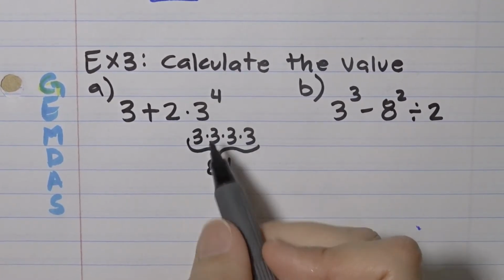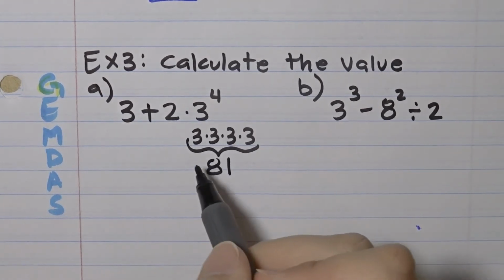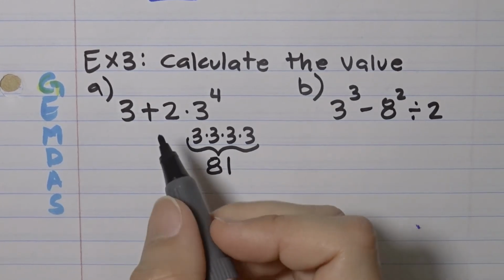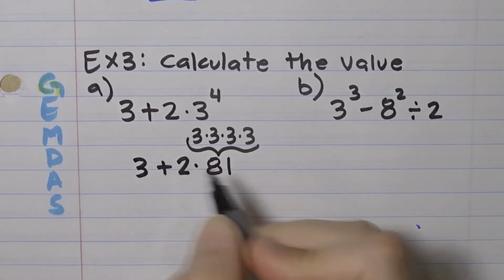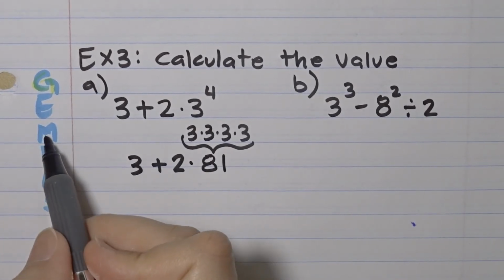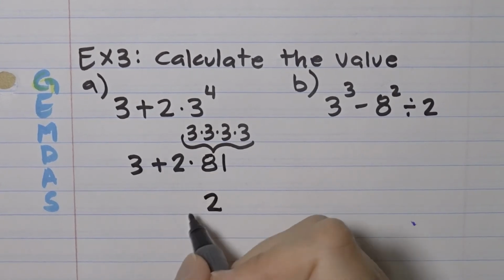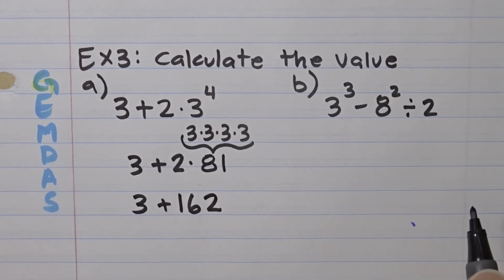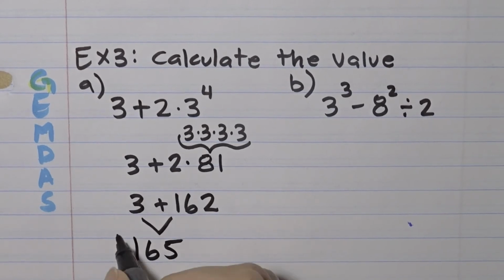Okay, so 3 to the 4th is not 12. It's not 3 plus 3 plus 3 plus 3, that would be 12. But repeated multiplication gives me 81. And so now I still have this times 2. I still have the plus 3. So now I'm done with exponents. Multiplication is next, so I'm going to do these next. 81 times 2 is 162. Okay, so I'm done with my multiplication. Next is my addition, and together I get 165.